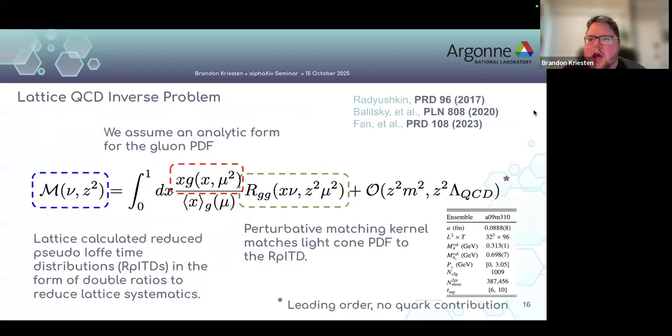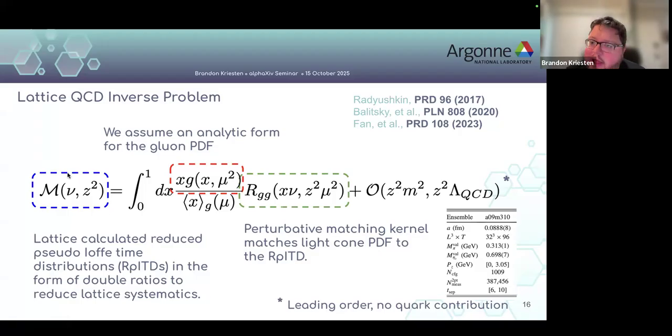And finally, I just want to briefly mention a more recent project in which we applied this VAIM on another type of lattice QCD inverse problem. In this case, it's actually a very similar setup to what I just discussed, where we take a Mellin moment with respect to the PDF. But in this case, instead of an x-dependent kernel in the moment, there's a perturbative matching kernel which connects the light cone PDF, which is what we expect, with something calculable on the lattice.